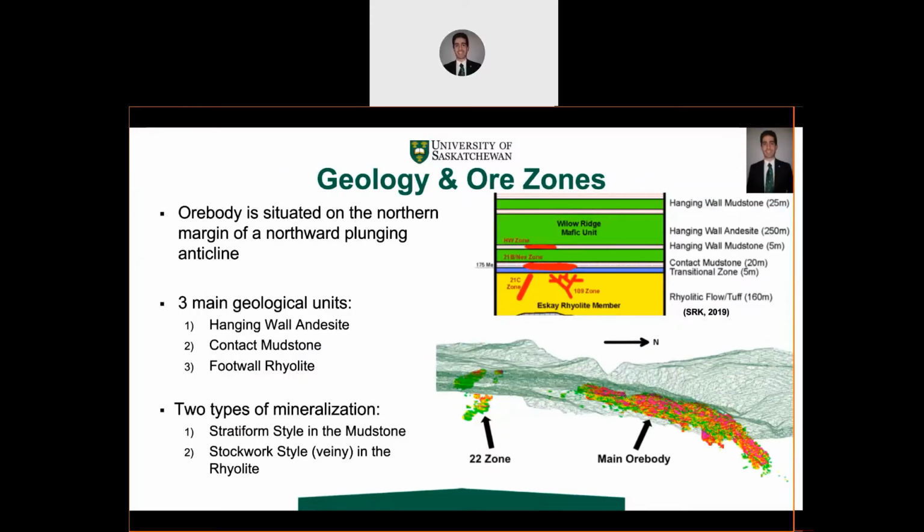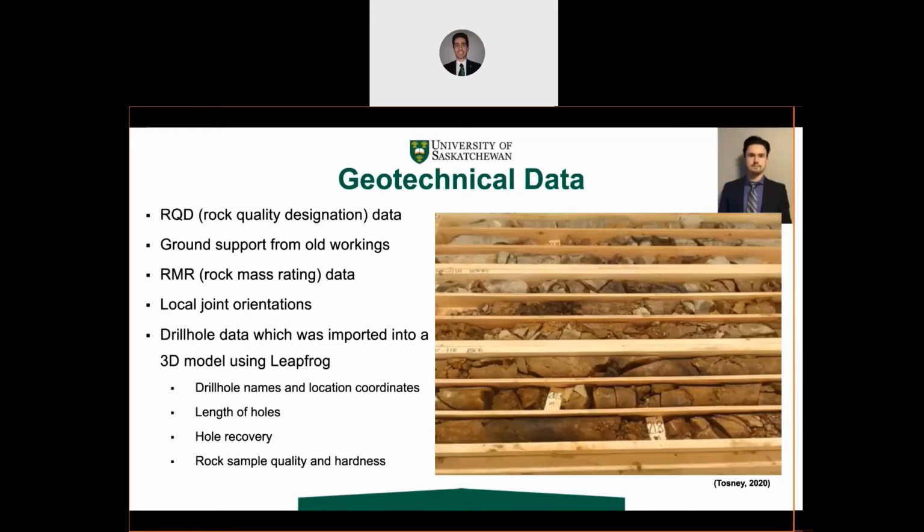The Eskay Creek ore body is a VMS deposit which is situated on a northward plunging anticline. There are 3 geological units of concern at the mine site. From the top down, they are the andesite, the mudstone, and the rhyolite. The ore is found within the mudstone layers and the rhyolite. For the design, we split the deposit into what we call the main ore body to the north and the 22 zone to the south.